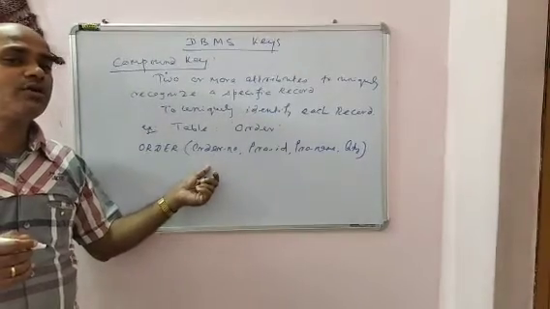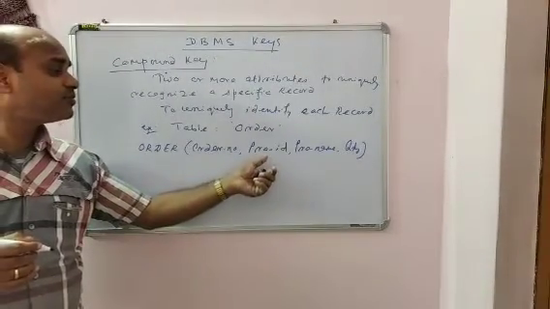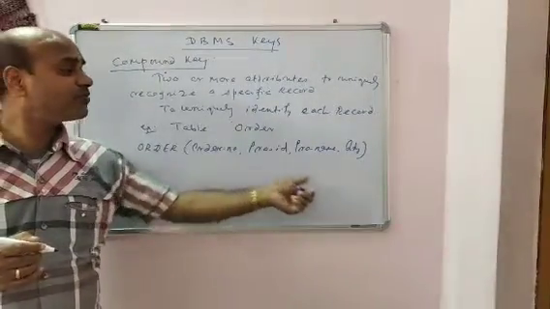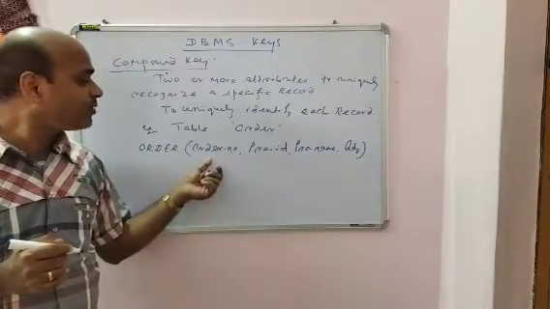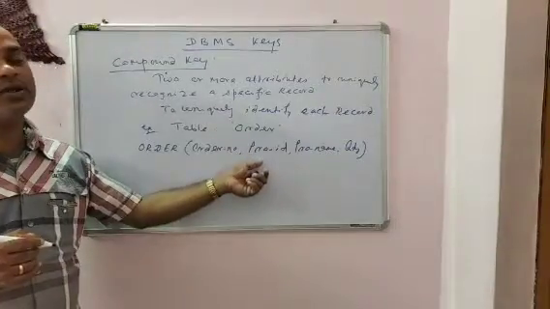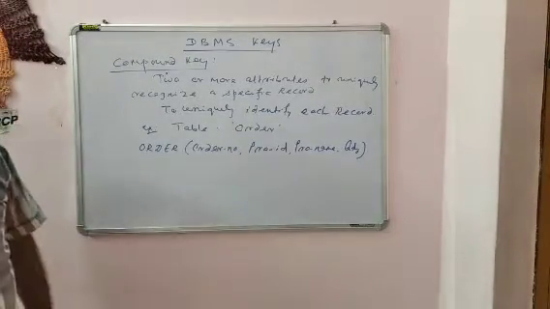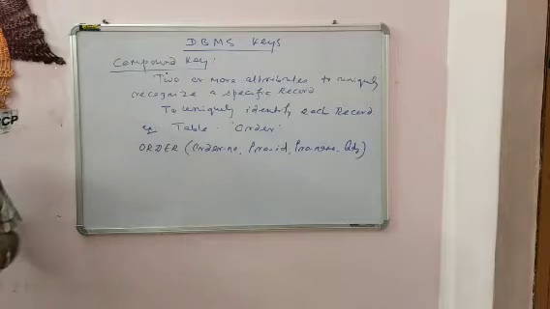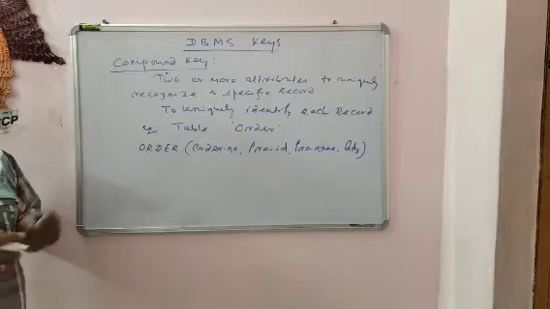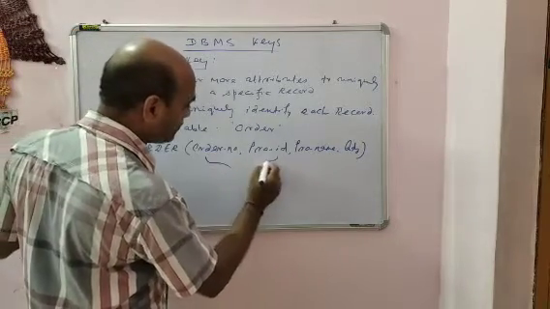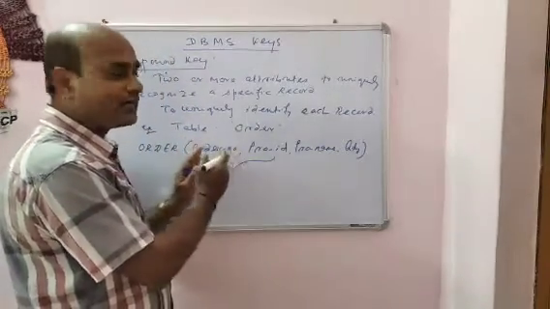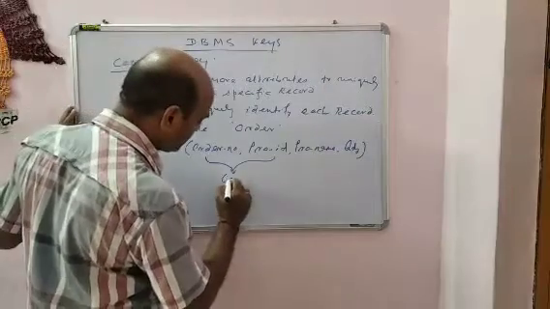Suppose 5 customers are purchasing the same product, meaning the product ID will be the same, but they have multiple order numbers and multiple quantities. So order number and product ID individually are not sufficient to create the primary key. But the combination of order number and product ID can uniquely identify a record. So these are the compound keys.